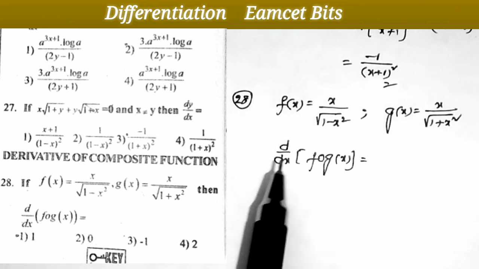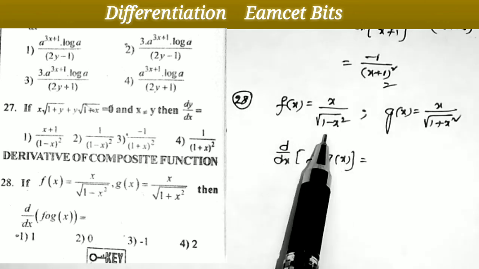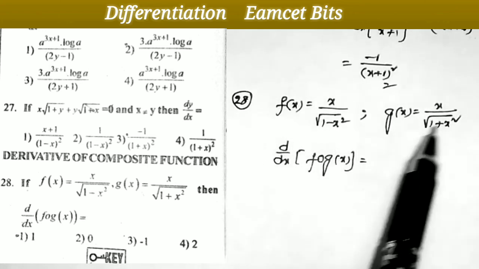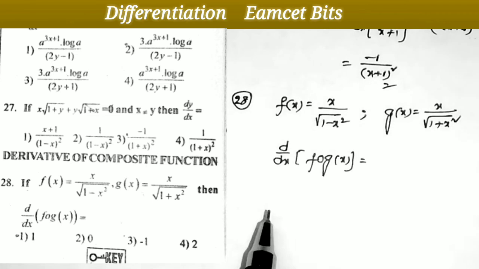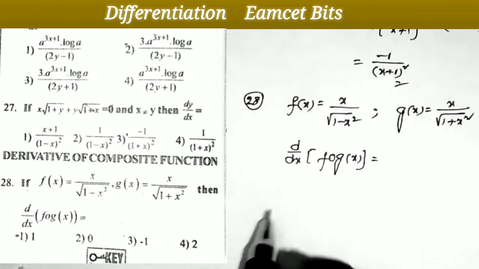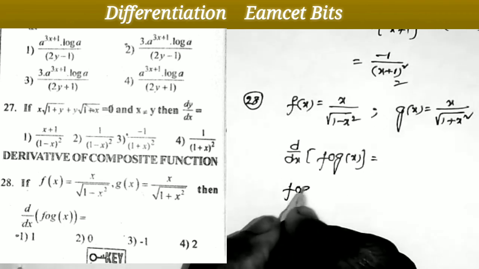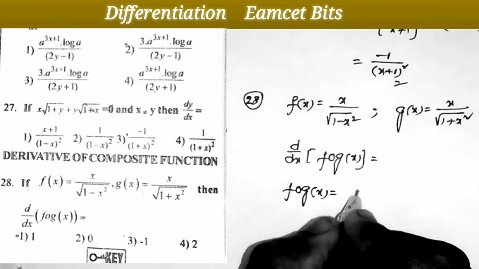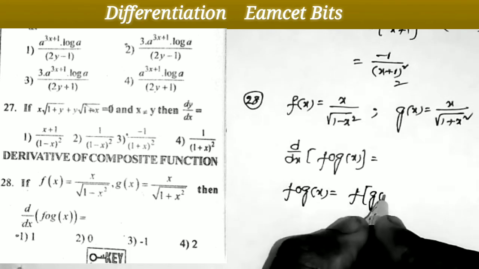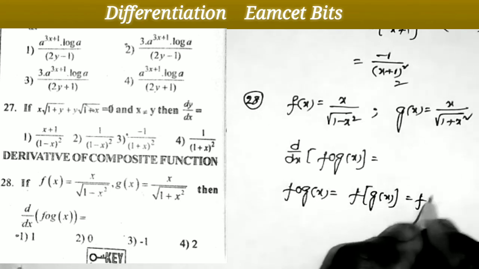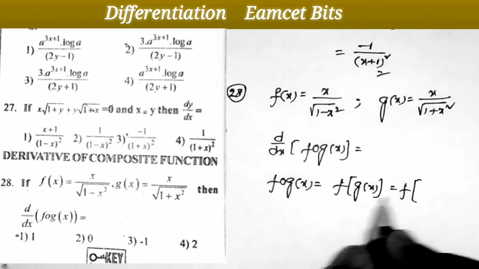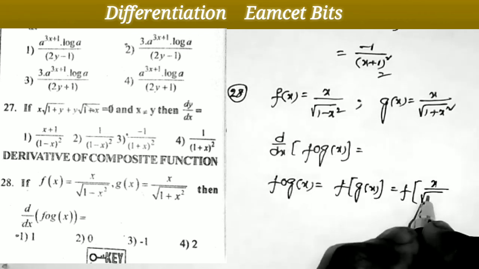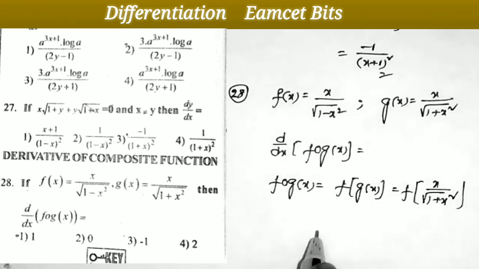So the last question: f of x is equal to x plus square root of 1 minus x square, g of x is equal to x plus square root of 1 plus x square. Then what is the value of d by dx of f circle g of x? So first we have to find the value of f circle g of x. What is the formula for that? f of g of x, and that is f of what is g of x value? x plus square root of 1 plus x square.